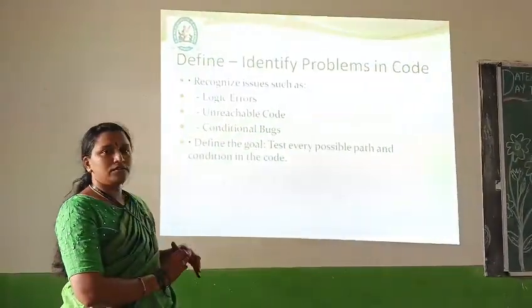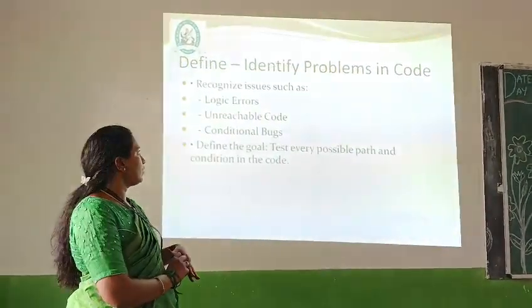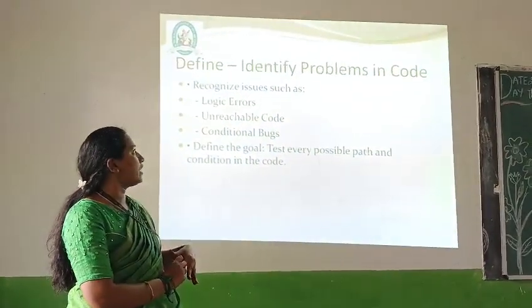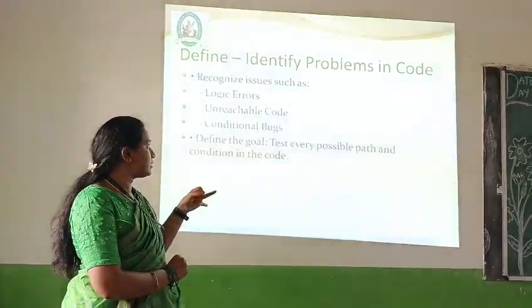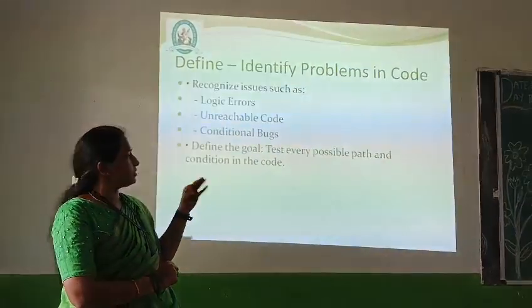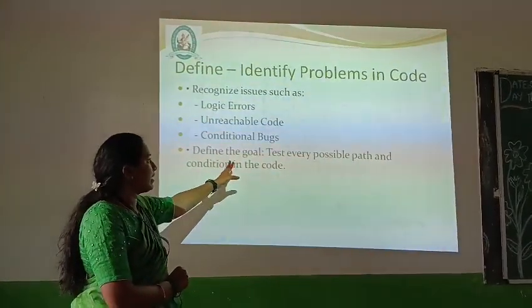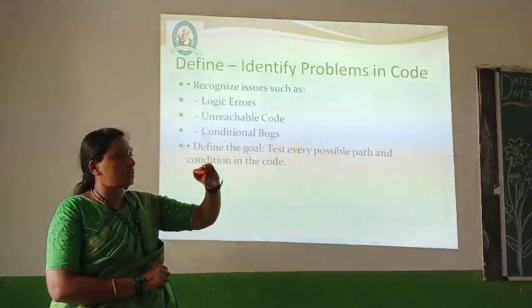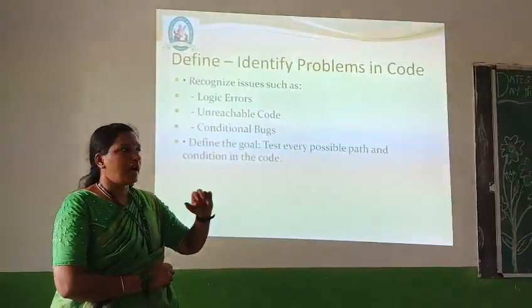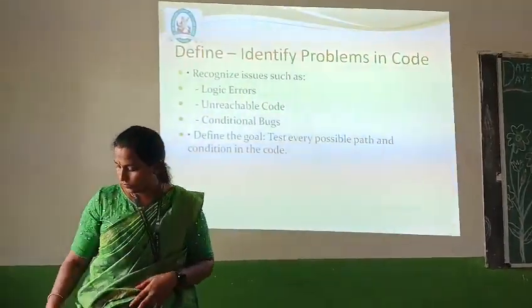And define. Here the problem code is there, and we are going to define the problems. The issues are logical issues, unreachable code and conditional bugs. These are the problems, and we define the goal: every path should be testable, and the code should be rectified.